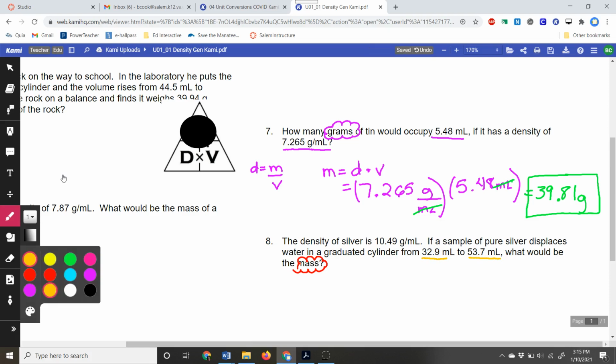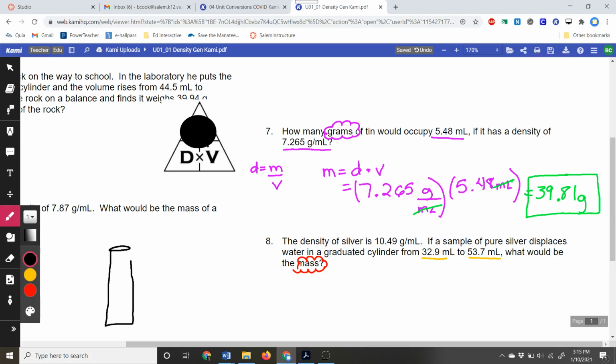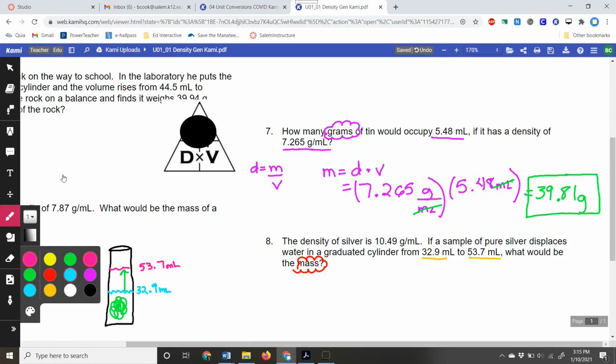So one of the things we need to think about when we talk about displacement is we have to think about a graduated cylinder. And I am terrible at art, so this is supposed to be a graduated cylinder. So we're going to think about how this graduated cylinder's water volume is going to start at 32.9 milliliters. I'm going to add an object, and when I add that object, here it is, it's going to cause the water volume to increase. And when the water volume increases to its new level, which they told us is 53.7 milliliters, I'm going to need to plug in the volume of this object into the equation. But what is the volume of the object? Is it the 32.9? Is it the 53.7? It's actually neither of those. It's the difference between them.